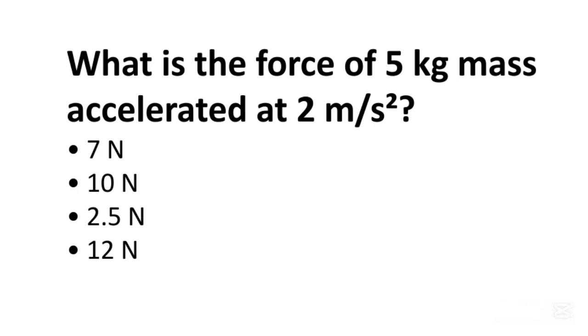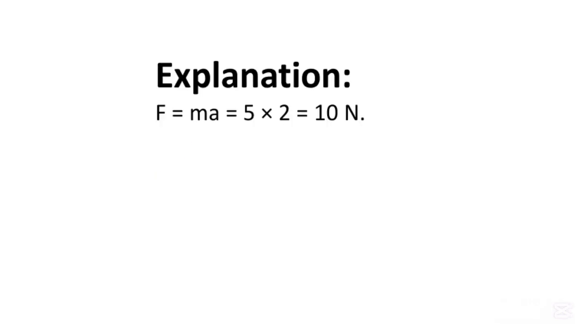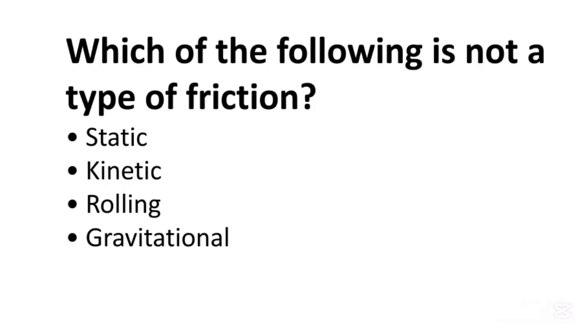Next MCQs. What is the force of a 5 kg mass accelerated at 2 meter per second square? So according to Newton's second law, F equals ma, m is 5 and a is 2, 5 multiplied by 2. So correct option: 10. F equals ma, 5 multiplied by 2 is equal to 10 Newton.